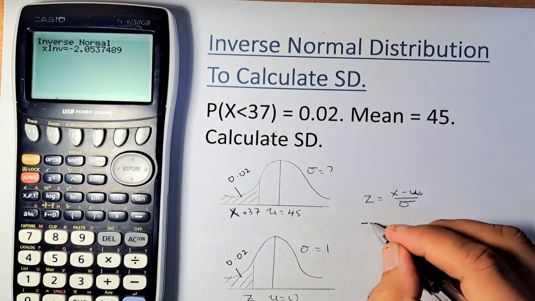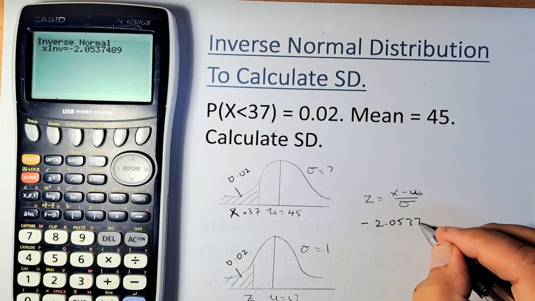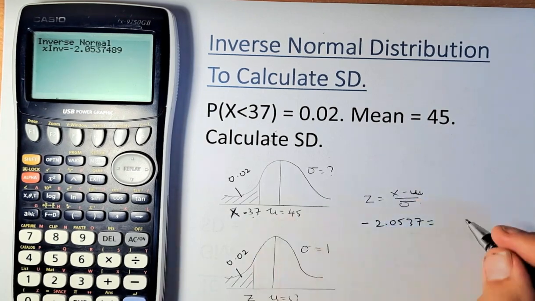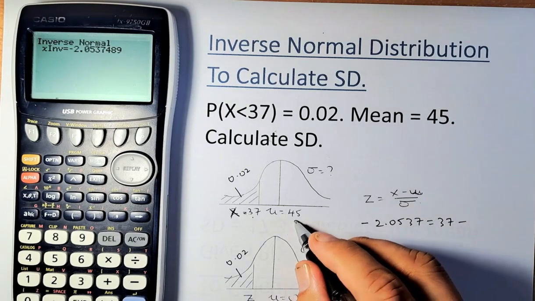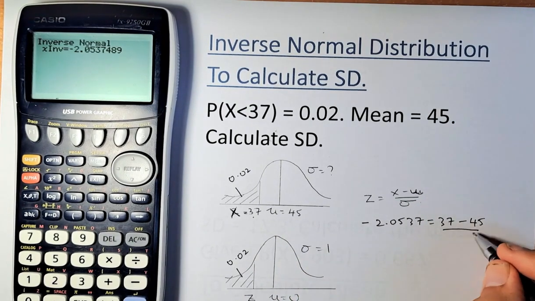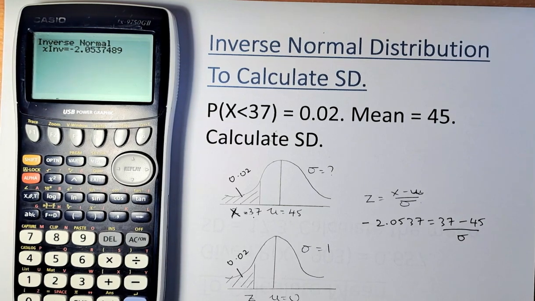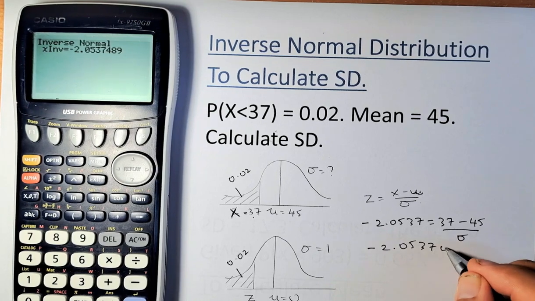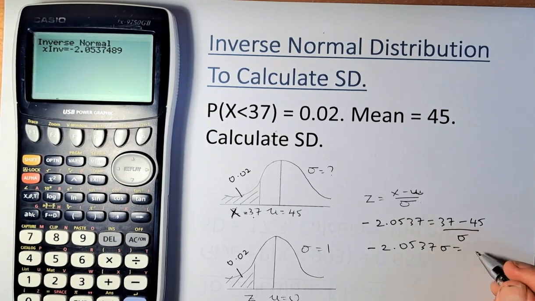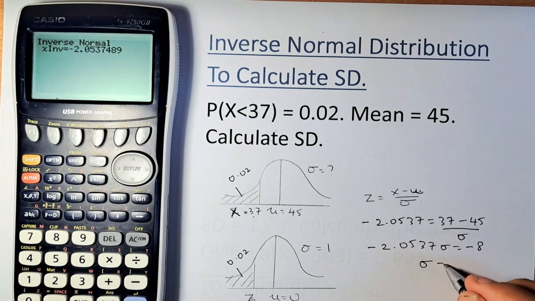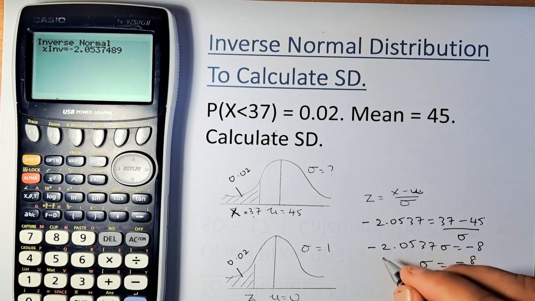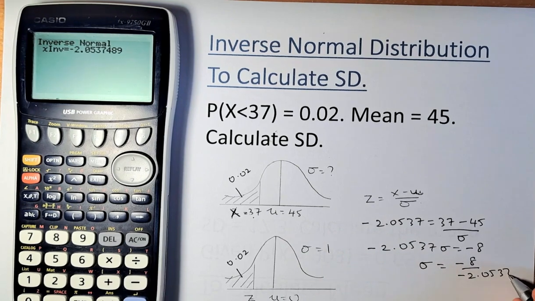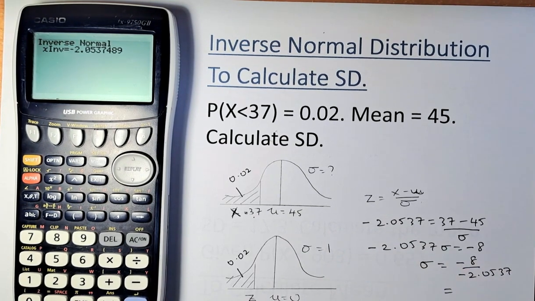So it's going to be minus 2.0537 equal to X. X is given as 37, minus nu, your nu is 45. Your mean is 45, over sigma. Now you're going to bring the sigma up there. So it becomes minus 2.0537 sigma. 37 minus 45 is going to be minus 8. And to solve your sigma, which is your standard deviation, is minus 8 over minus 2.0537. Put it in your calculator and your sigma will come up to 3.895. And that is how you calculate the standard deviation.